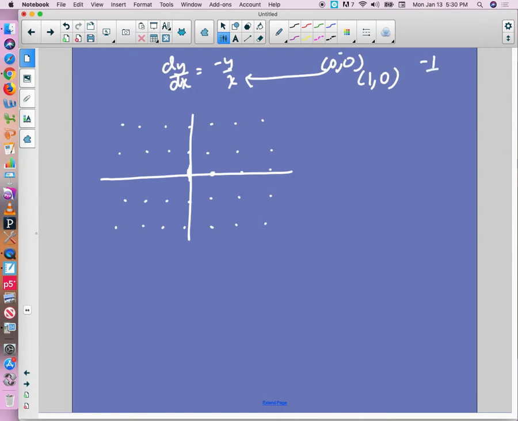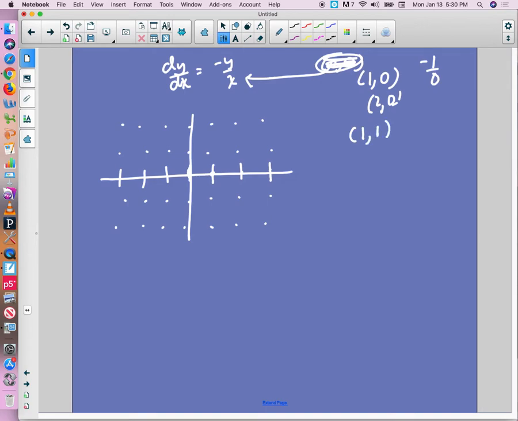0 over 0 is an indeterminate form. Let's just let that go for a minute. At (1, 0) it's going to be negative 1 over 0, so it's undefined, which means we have a vertical tangent. The same thing at (2, 0) and all of these. These are vertical lines. We're not really sure what's going on at the origin, but they didn't really put a little dot there, so I'm not going to find it.